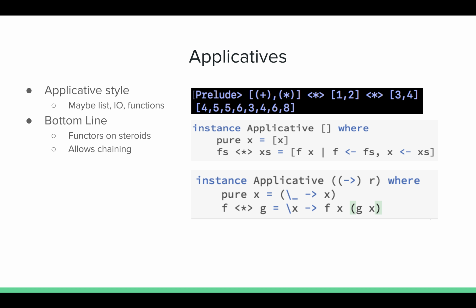The applicative style mentioned on the previous slide is shown in the upper right function as a list of functions applied over three sets of functors with values being passed from list to list. Examples of applicatives are maybe, lists, I/O, and functions. In short, applicatives are functors on steroids that allow chaining, as seen above.